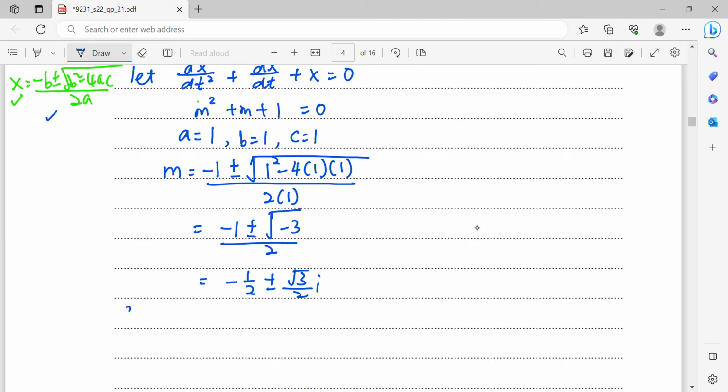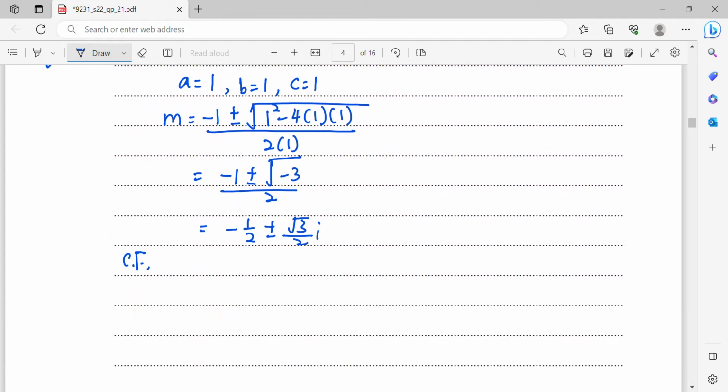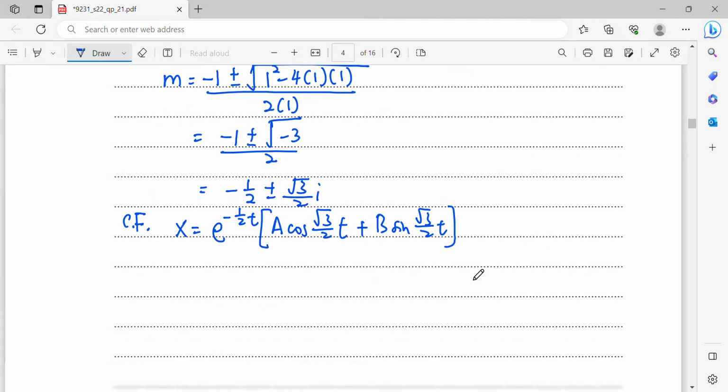So with two complex roots, my general solution, or my complementary function, will be x equals e to the negative half. Now you refer back to your equation: your differential equation is x in terms of t. Therefore, your complementary function here will be x in terms of t as well. So I will write x equals e to the negative half t, which is my real part, then multiply by a cos of root 3 over 2 t plus b sin of root 3 over 2 t. That is my complementary function.